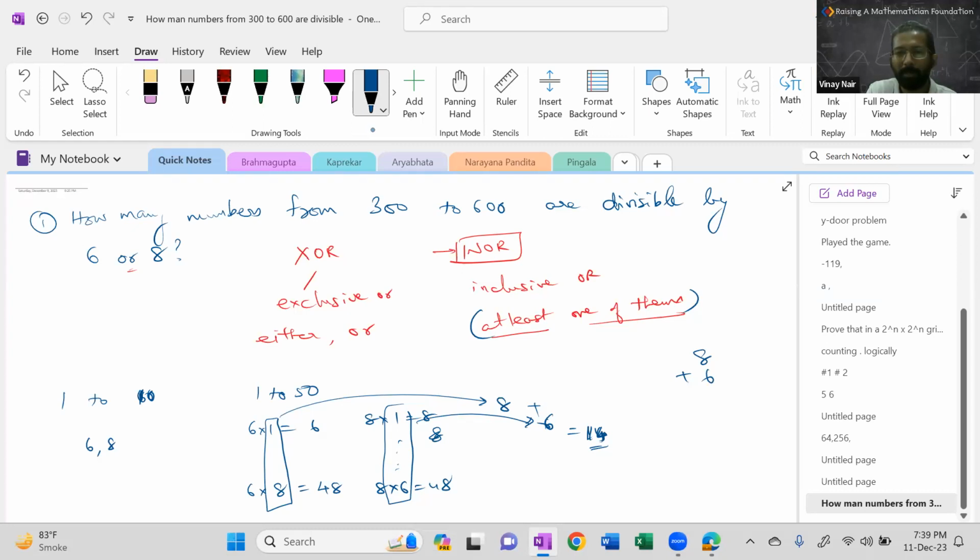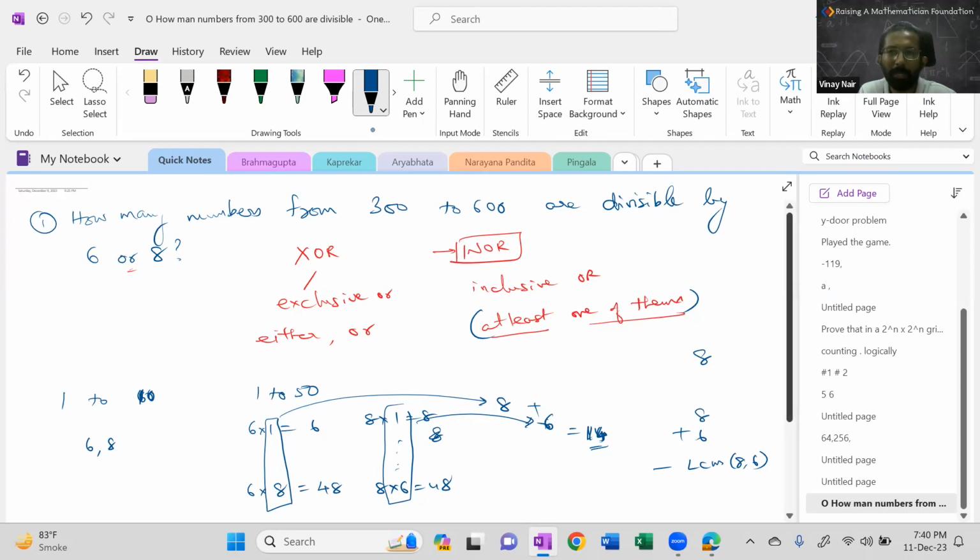In other words, I'll have to add 8, 6 and minus the LCM of 8 and 6 and any multiple of the LCM of 8 and 6, right? LCM of 8 and 6 is 24. Multiples of 24 that come under 50, right? So 14 minus 2, I'll get 12, right? So that's what we need to do here.